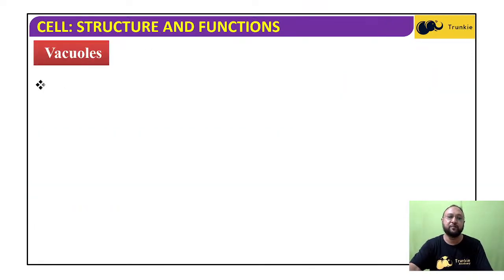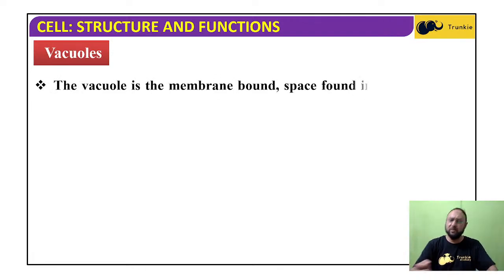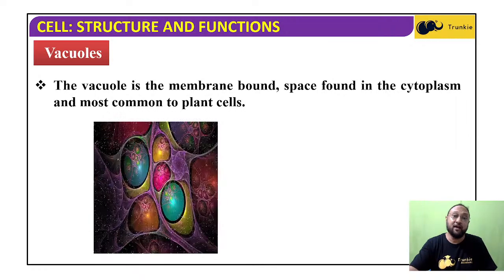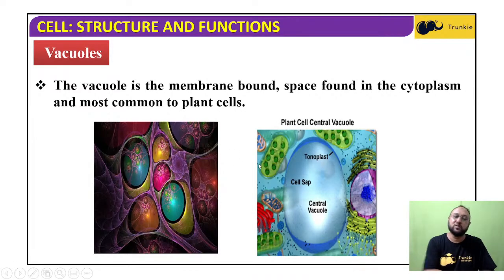Vacuoles. Now another one I told you: vacuoles are membrane-bound spaces found in the cytoplasm and are most common in plants. They are found in animals also, but mainly common to plants. These are single membrane-bound spaces that may be filled with water or gas. The membrane is called the tonoplast.